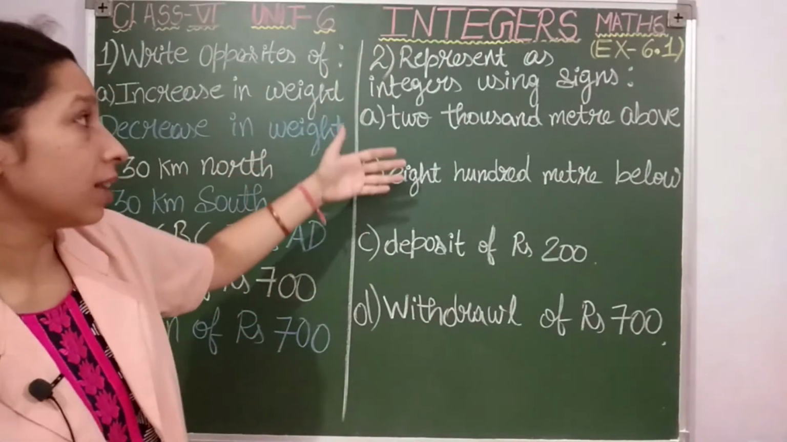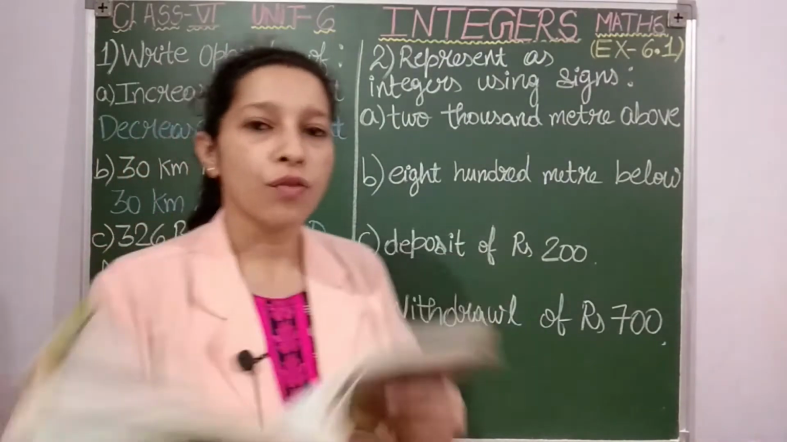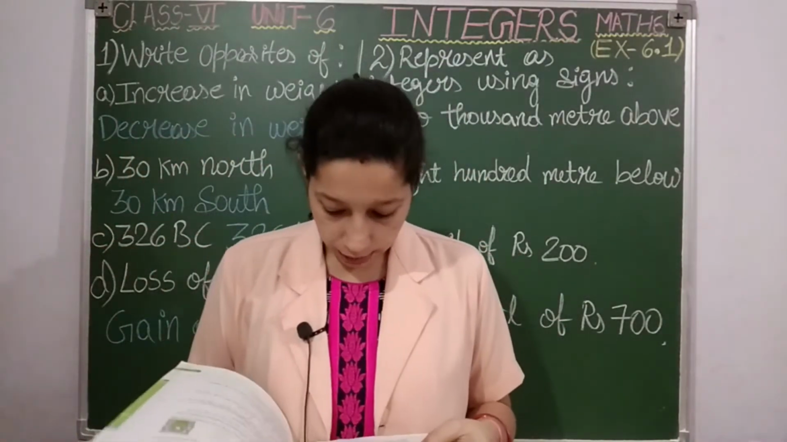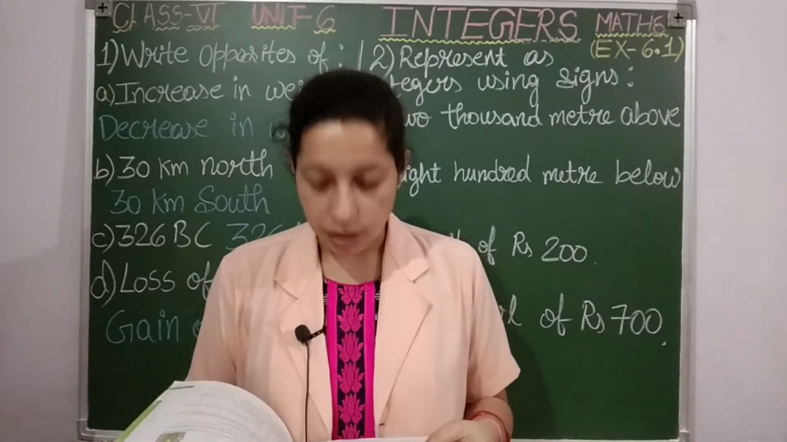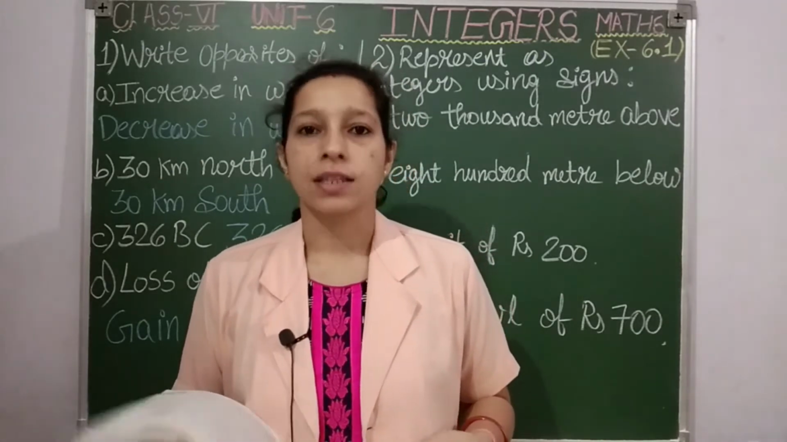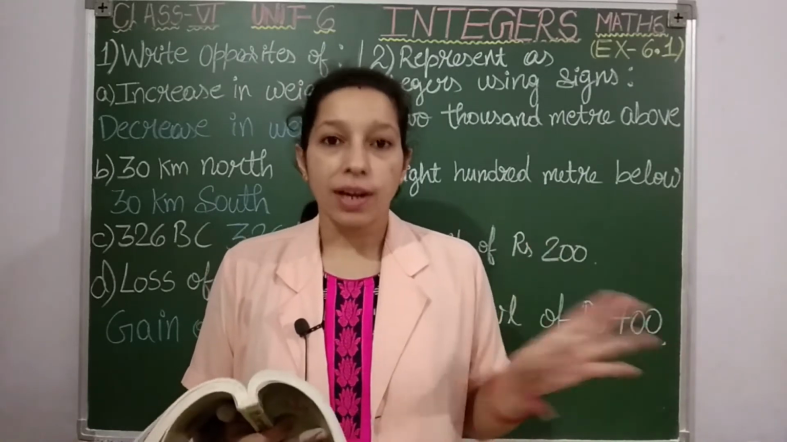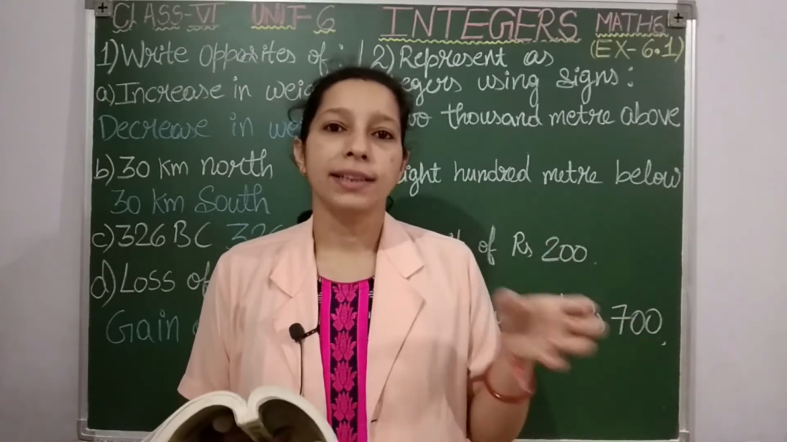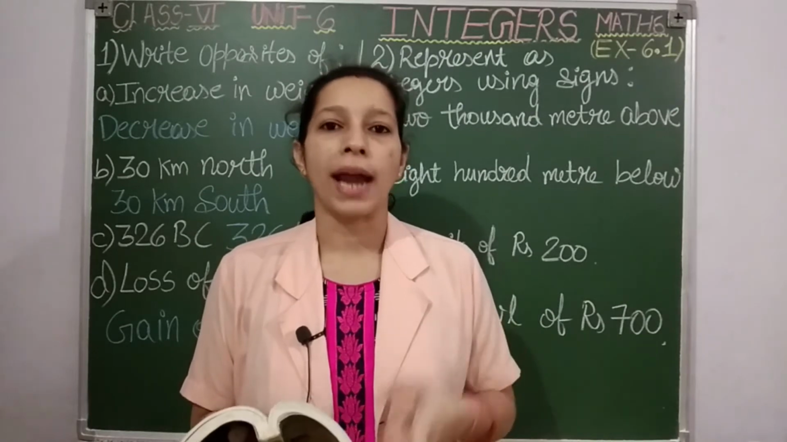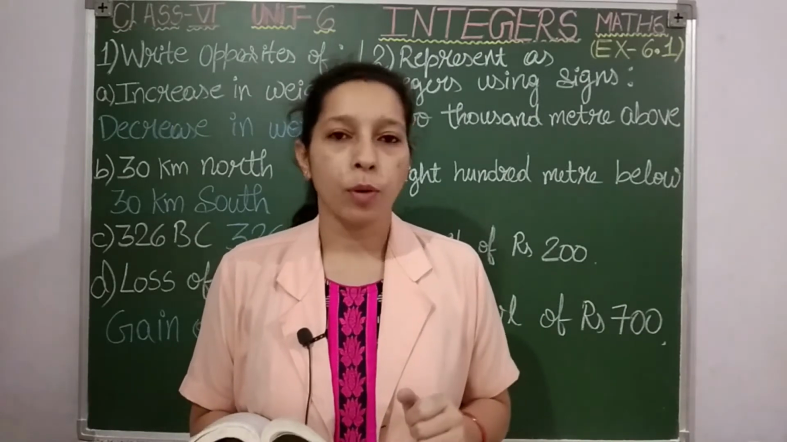Here I have just written the questions in short. So look from your textbook. Represent the following numbers as integers with appropriate signs. So in the statement, numbers are written. Figures are written. You have to write them as integers. Numbers are written. You have to write them as integers using appropriate signs also.